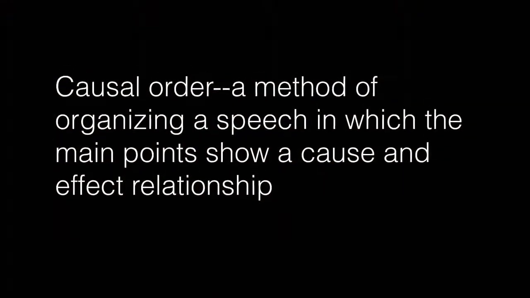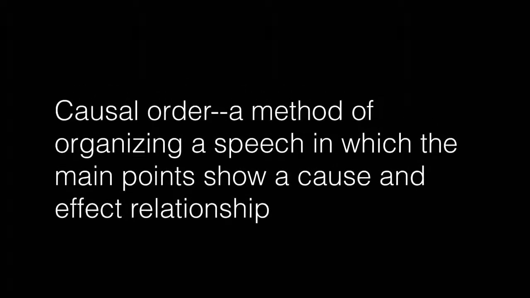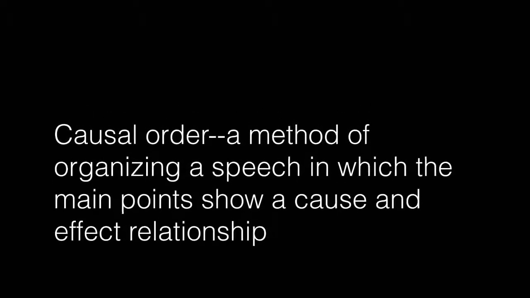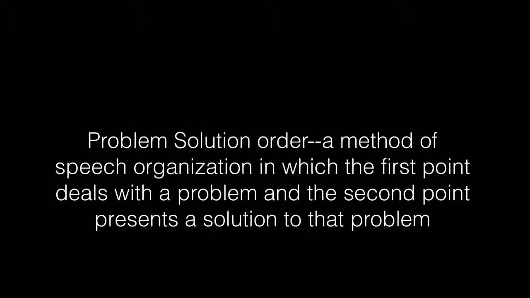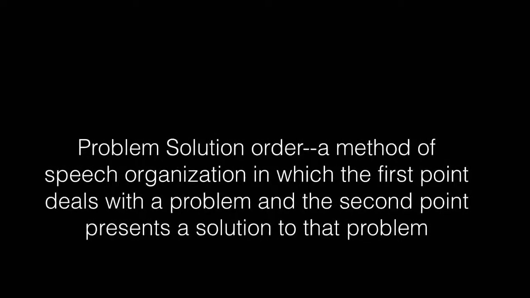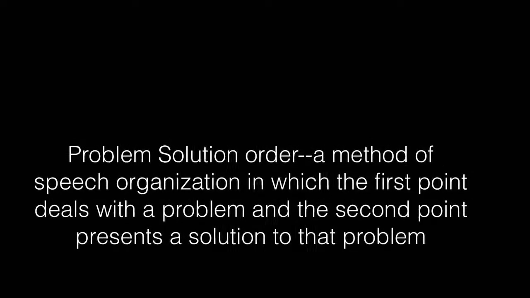Maybe you're talking about a park that you've gone to. Maybe a theme park, and you talk about the different things you see as you go through the park. Those are spatial order. Causal order is a method of organizing a speech in which the main points show a cause and effect relationship. This happens, therefore that happened. Very similar to the causal organization is problem-solution order. That's a method of organization in which point A introduces a problem, point B offers a solution.